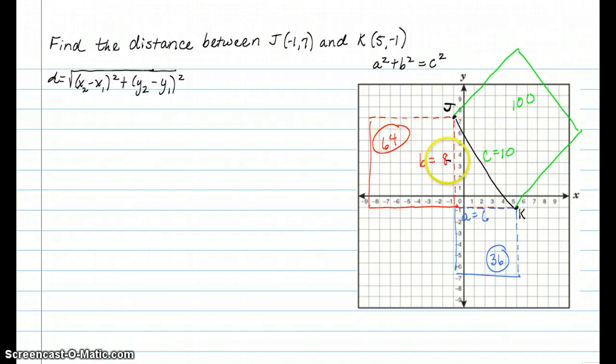Square root of 64 is 8. Square root of 36 is 6. Okay, so we know our answer for C, the length of the line, or the distance between the 2 points, is going to be 10. Now let's actually do this using the distance formula.